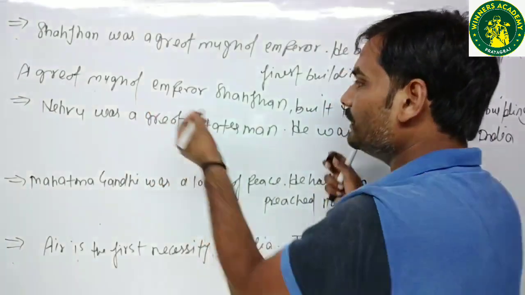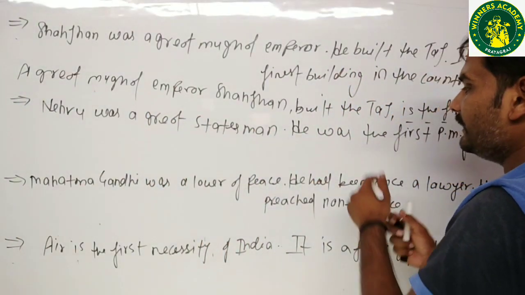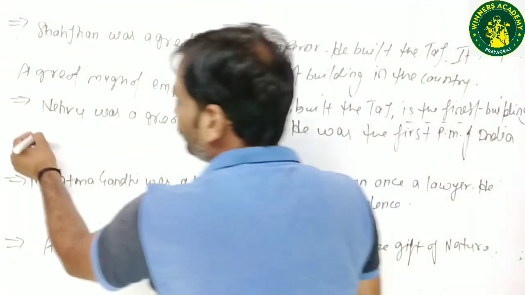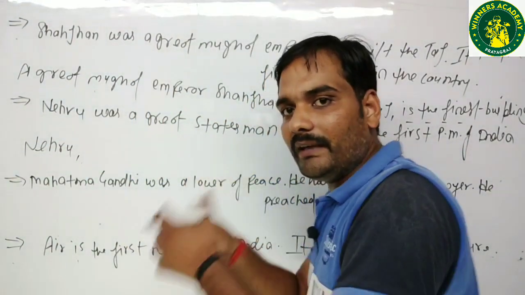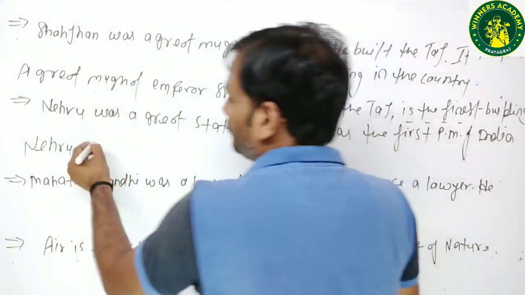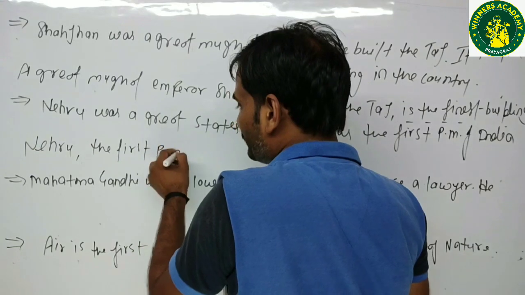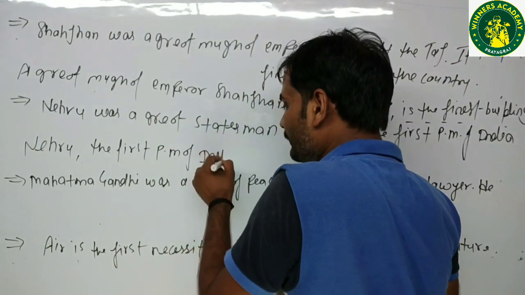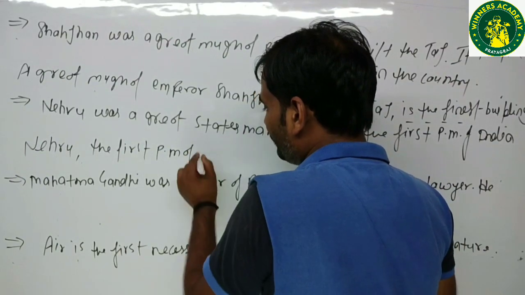Next is Nehru. He was a great statesman, meaning he was a very great orator and politician. He was the first Prime Minister of India. So first, you will write Nehru, and the well-explained phrase about him is that he is the first Prime Minister of India.